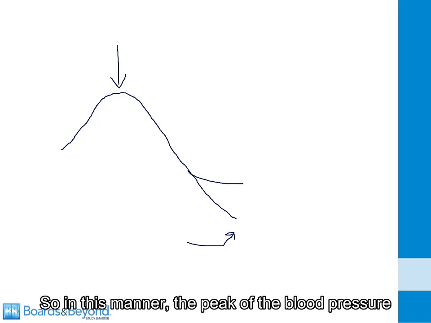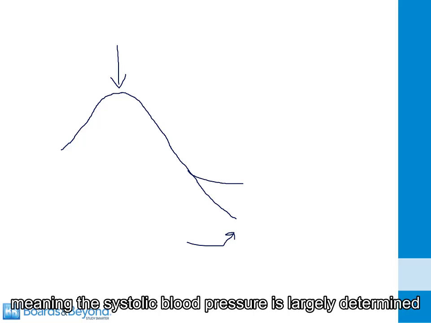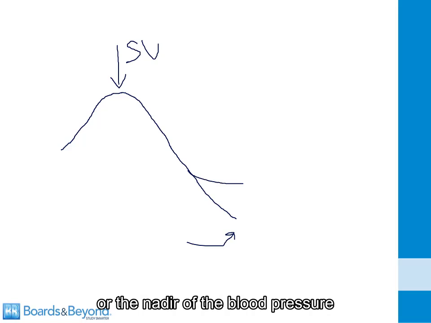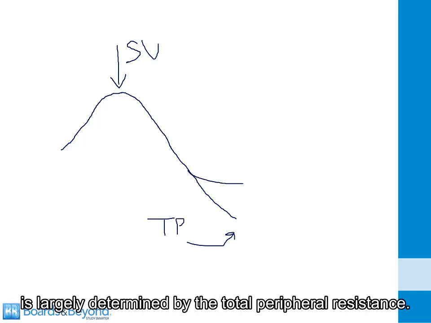So in this manner, the peak of the blood pressure, meaning the systolic blood pressure, is largely determined by the stroke volume, and the depth or the nadir of the blood pressure is largely determined by the total peripheral resistance.